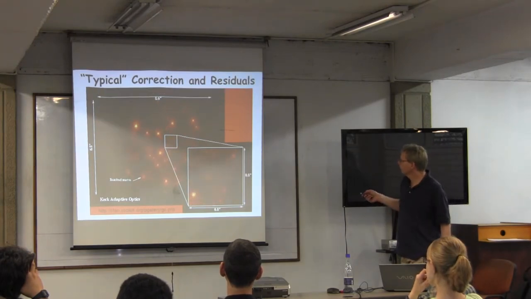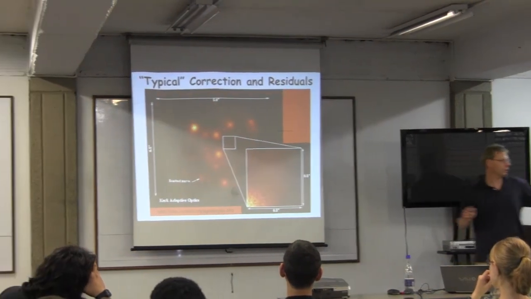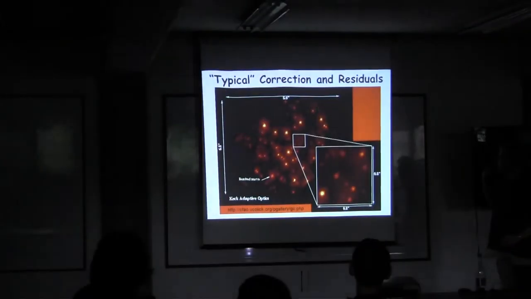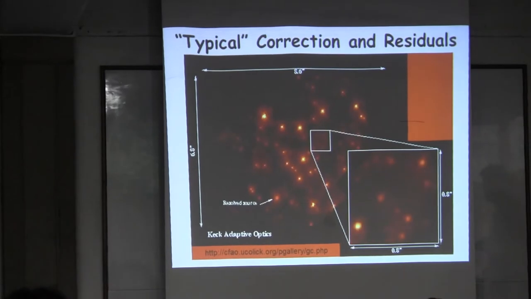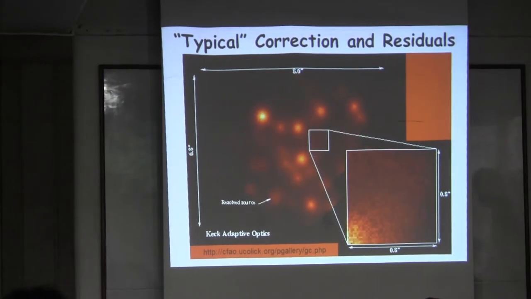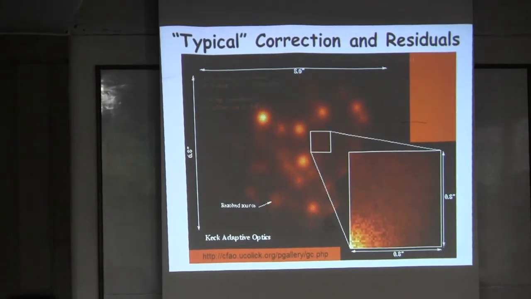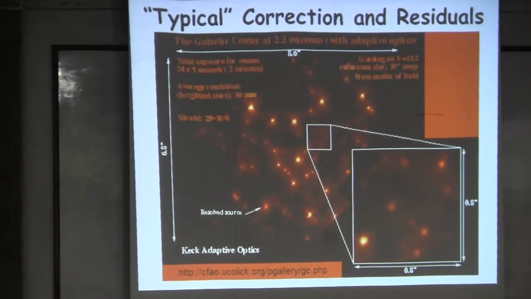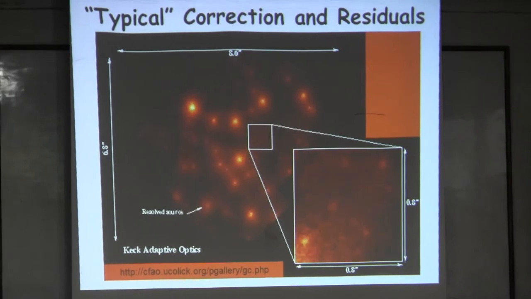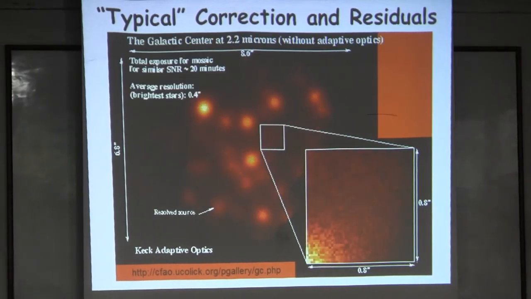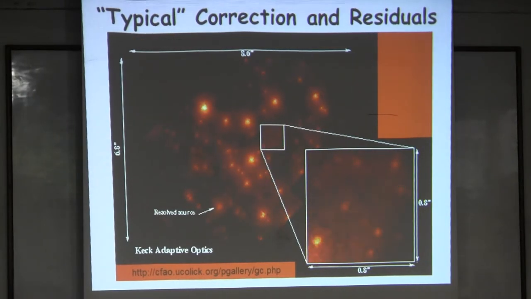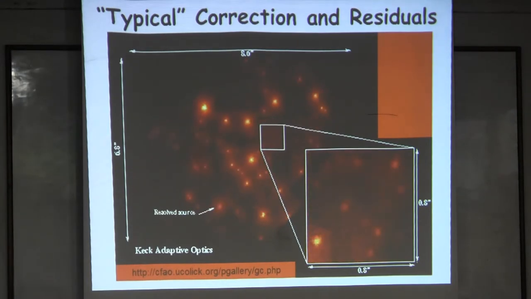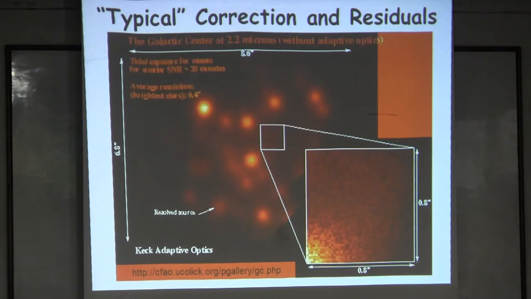So maybe you can see some green. Can you turn off the light, please? This is just a movie of the galactic center, since we saw the galactic center yesterday night and we had a nice talk. So this is seen in Vietnam. And then you turn on adaptive optics, and it improves. But it's still not perfect.